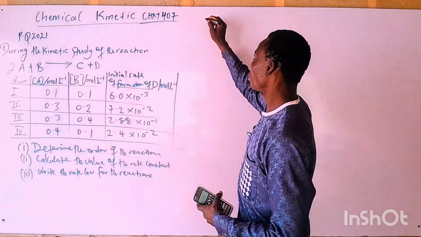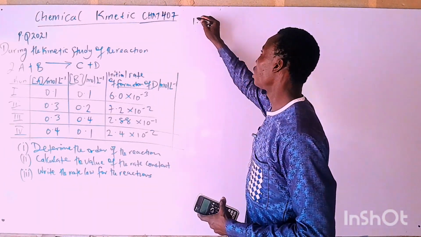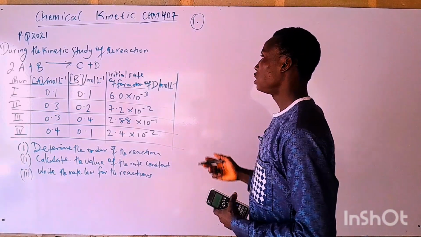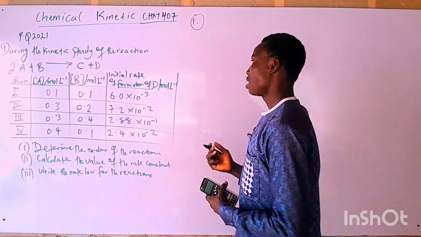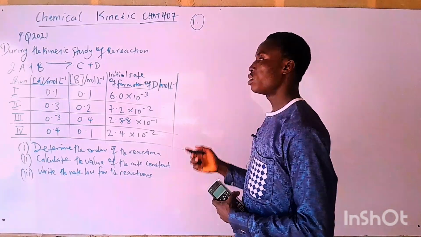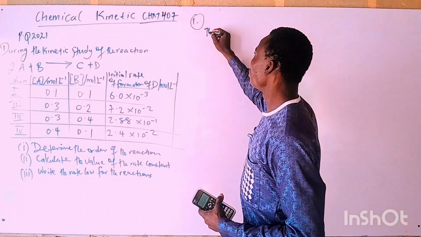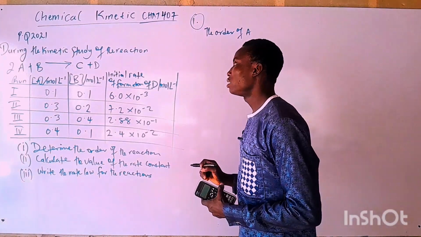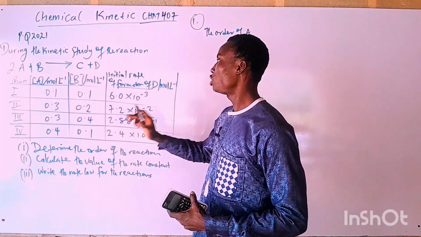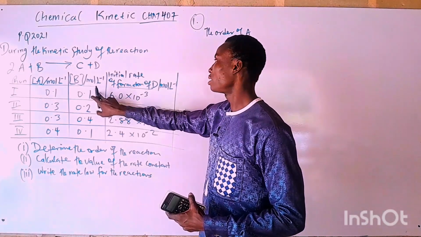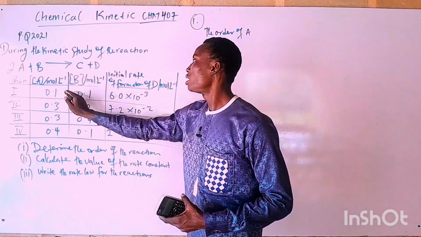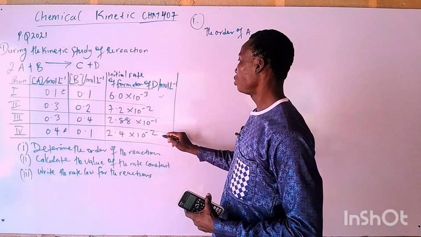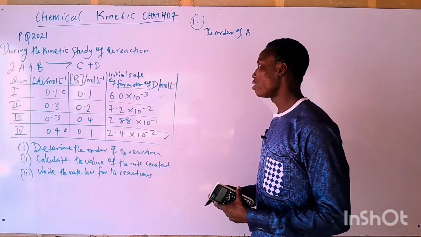So let us fall on question number 1 that says we should determine the order of reaction. In order to determine the order of this reaction, we must know the order of A and the order of B as well. So we are going to start with the order of A. We are going to calculate it in this way. When the concentration of B is held constant at 0.1, then the order of A is going for this one here and this one here, with respect to the formation of D that we have in this place.